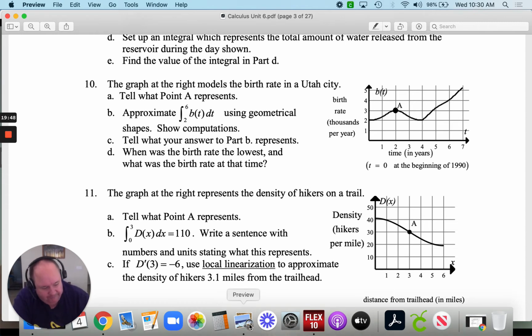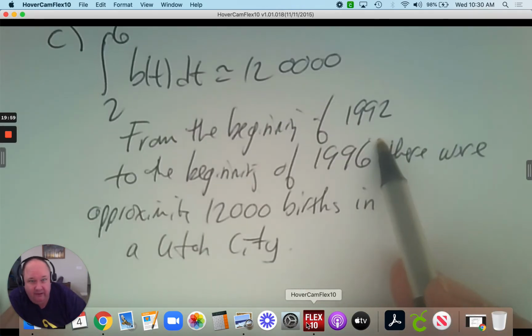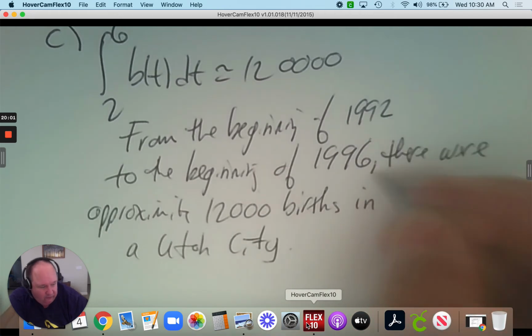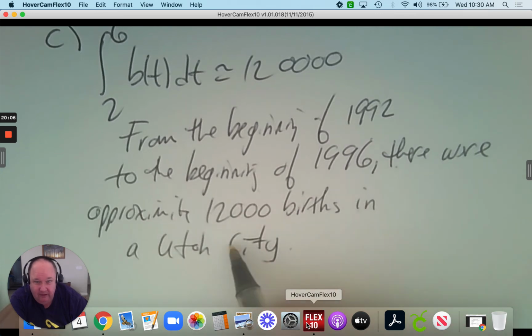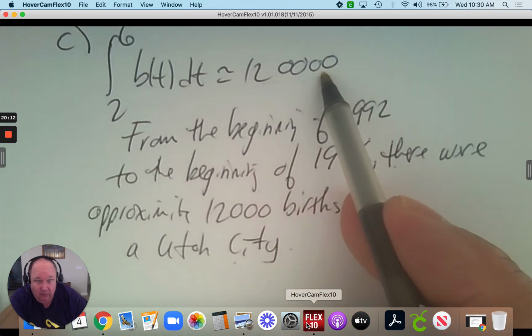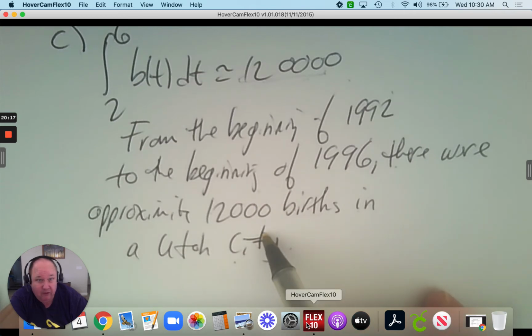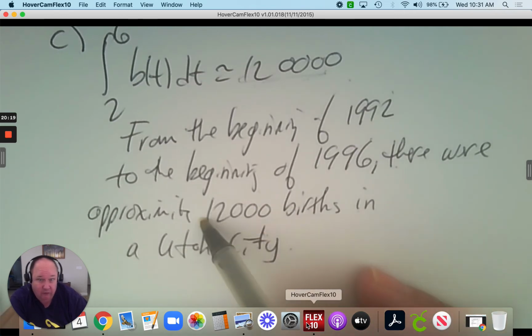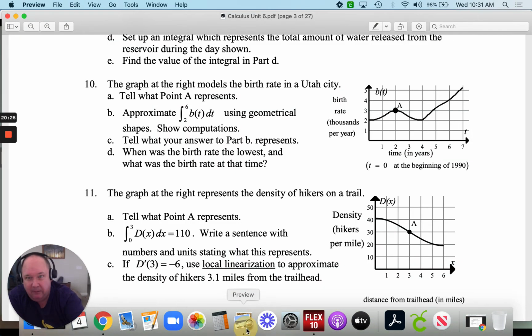Let me show it to you. So it doesn't have to be complicated, but it needs to not be missing any information. All right. So from the beginning of 1992 to the beginning of 1996, there were approximately 12,000 births in a Utah city. So when you integrate a rate, it's whatever the unit is. So births per year just becomes births. So how many births were there approximately over that 4 years? And there was approximately 12,000 births. See, it doesn't have to be complicated. We can work at it together.